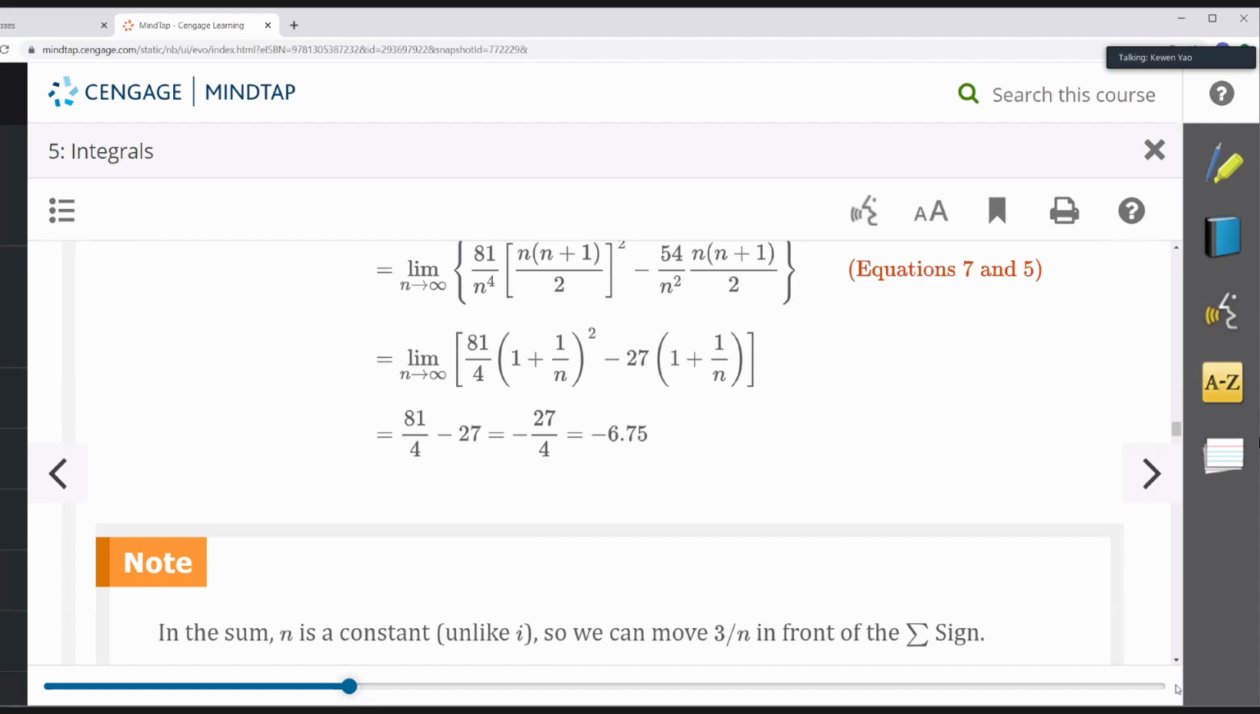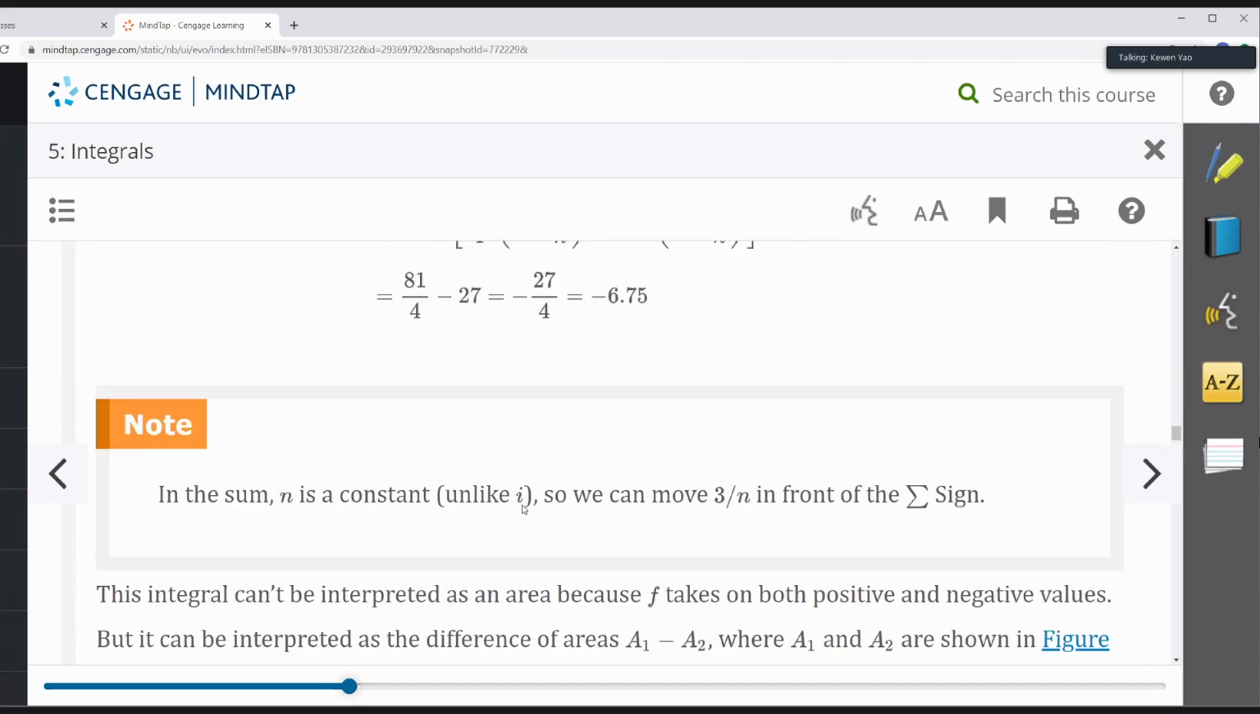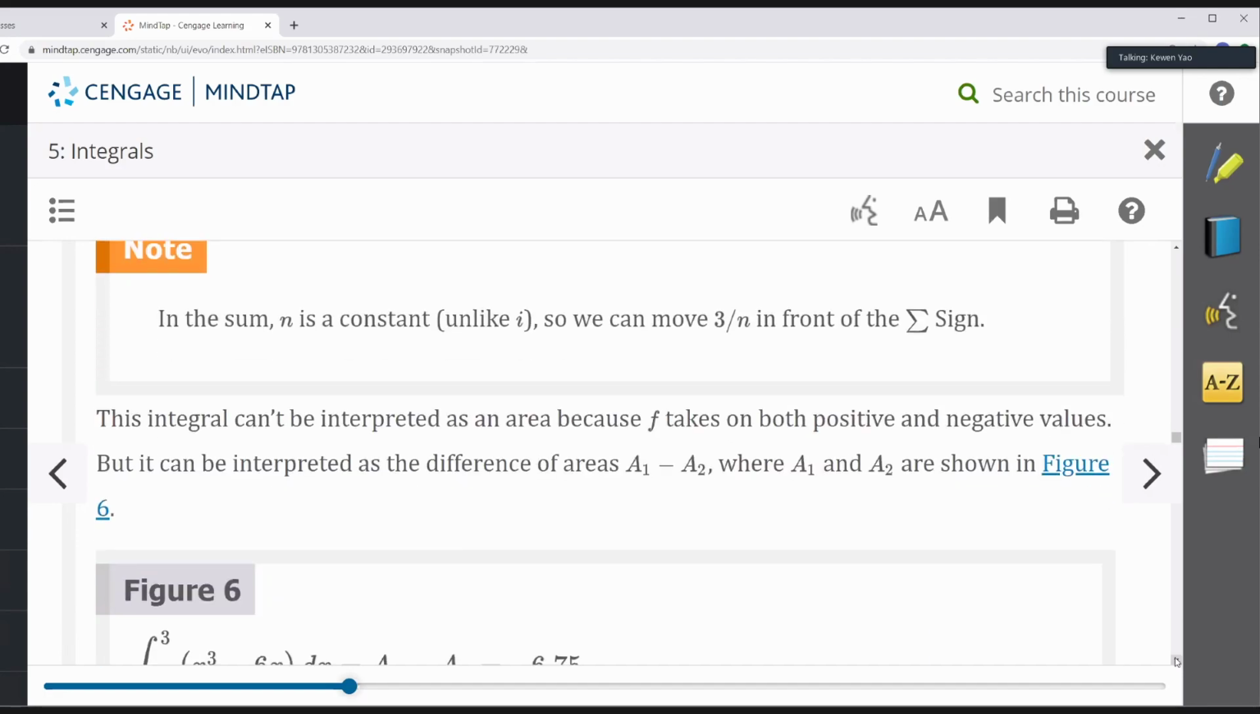Okay, look at the notes here. In the sum, n is a constant, unlike i. So we can move 3 over n in front of the sigma sign. So remember that.